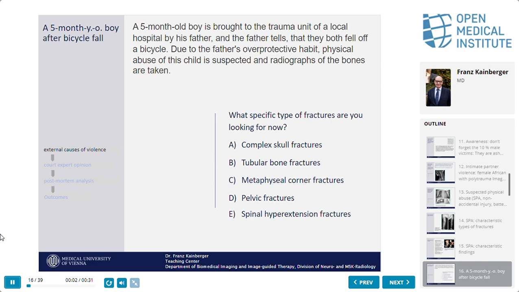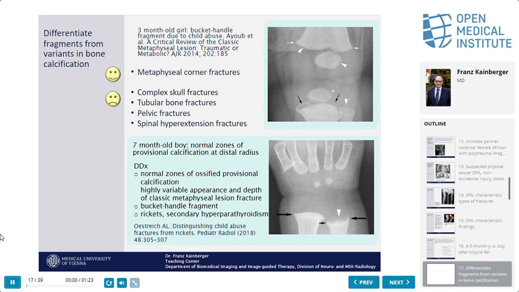And if you now go on with this story of a 5-month-old boy brought to the trauma unit of a local hospital by his father, who tells that they both fell off a bicycle, then it is easy for you to understand that all those fractures may be associated with child abuse or non-accidental injury, but the very typical example is metaphyseal corner fractures. In the case of metaphyseal corner fractures, there's something that you really must know.